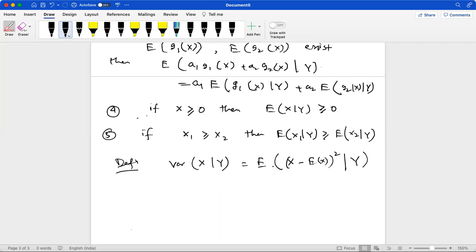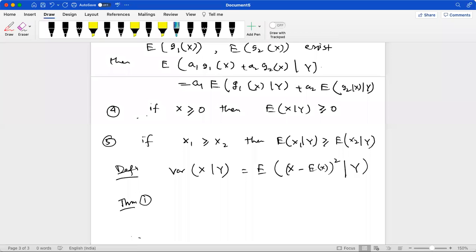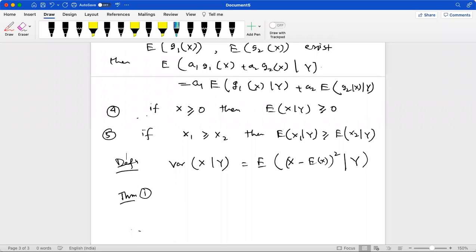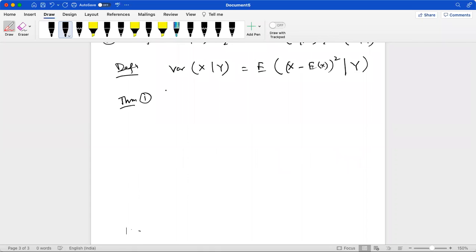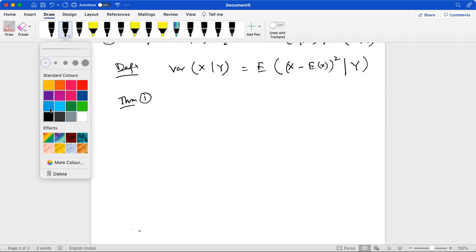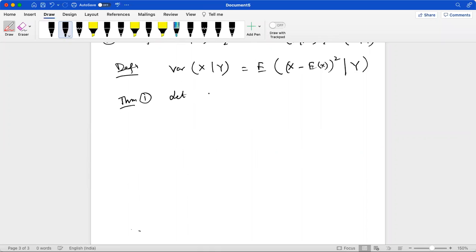Now, two theorems are very important. Theorem number 1 is this. Let the expectation of h(x) exist. We have to take this, otherwise the conditional expectation is not defined.